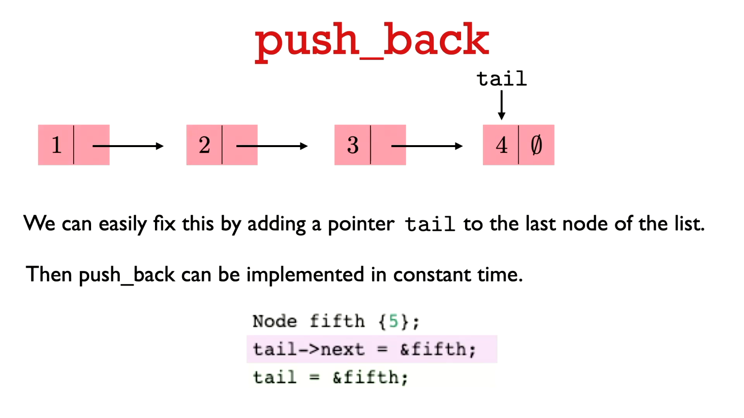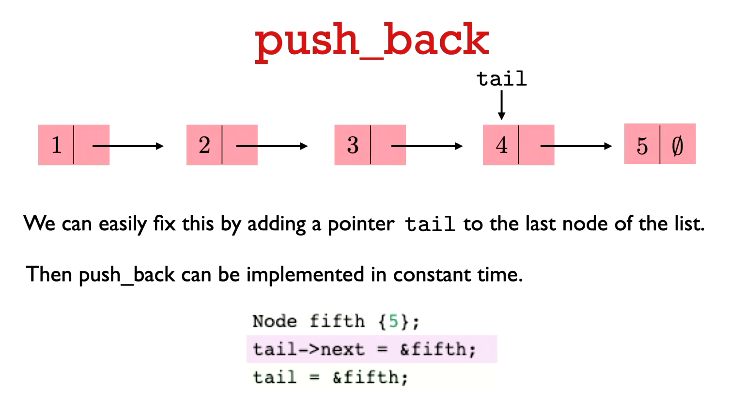We can easily fix this, though, by adding another pointer called tail to our implementation of the linked list. With such a pointer to the last node in the list, then we can also do push back in constant time. First, we create a new node called fifth with value 5, and its next pointer being the null pointer. Then we say that the next pointer of the original last node should point to our fifth node.